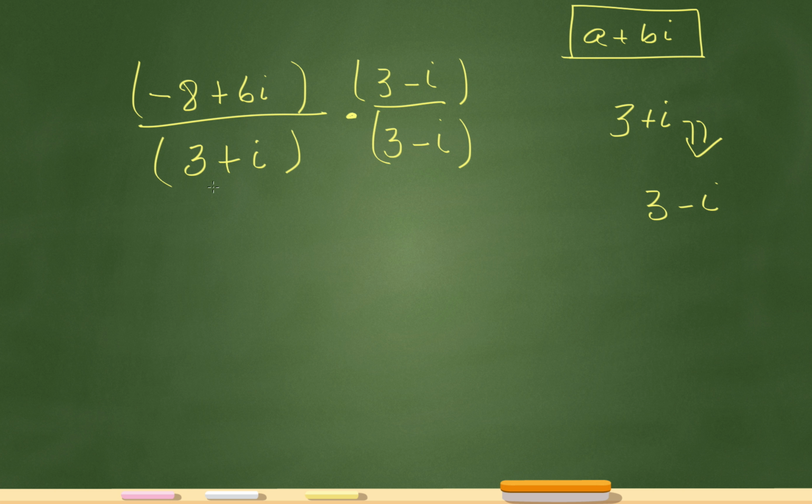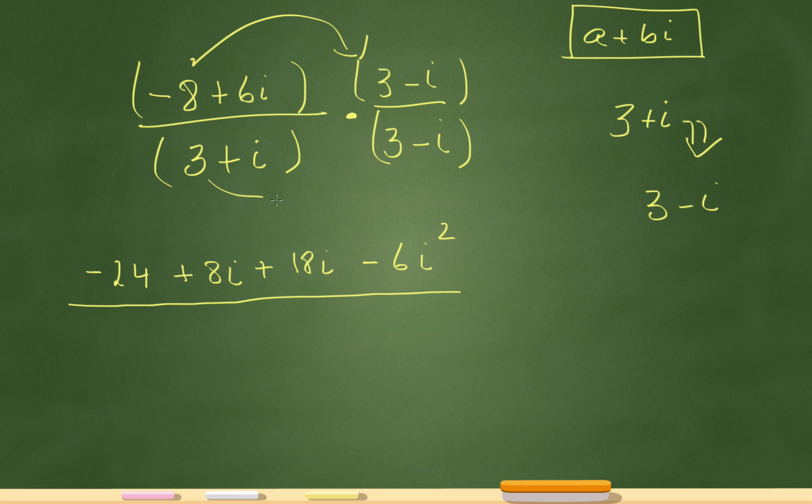First will be negative 8 times 3, so that'll be negative 24. Outer will be negative 8 times negative I, that'll be plus 8i. Inner will be 6i times 3, which will be plus 18i. And then lastly, you'll have 6i times negative I, which will be negative 6i squared. Now let's get to the denominator. So first will be 3 times 3, 9. Outer will be minus 3i. Inner will be positive 3i. And then last will be negative I squared.